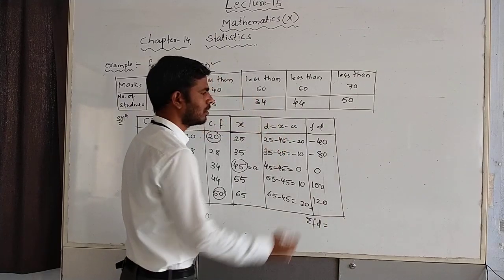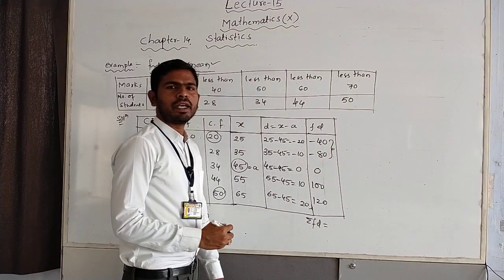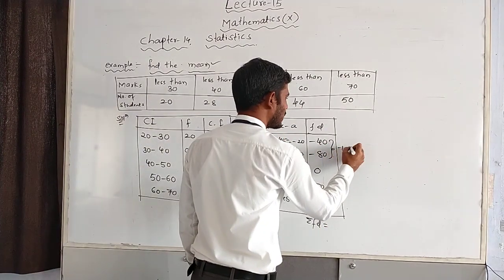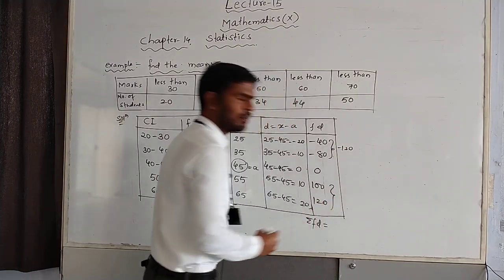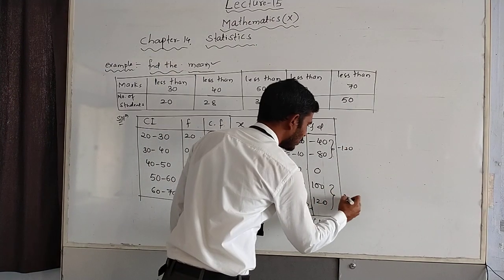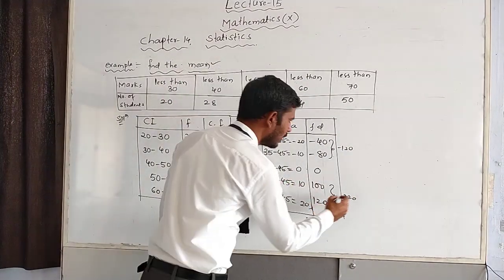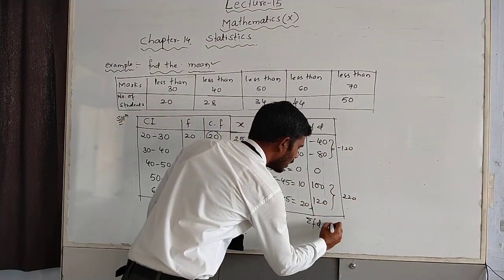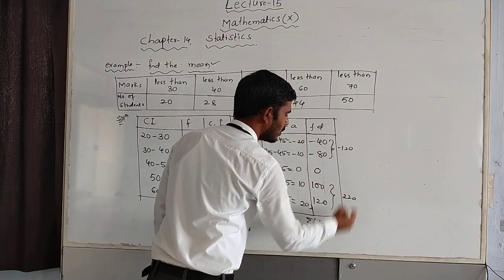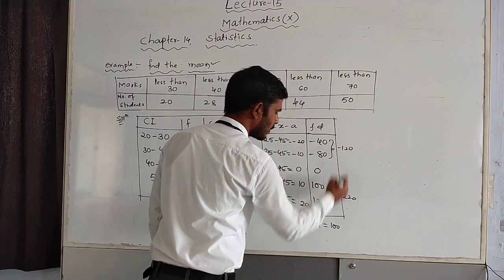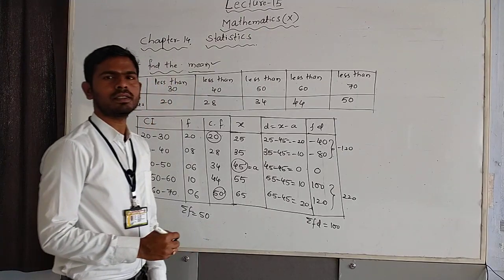Sigma FD equal to minus 40 minus 80, it is equal to minus 120. 100 plus 120 is equal to 220. Plus 220 minus 120, the answer is 100. 0 minus 0, 2 minus 0 is 0, 2 minus 1 is 1. So sigma FD is 100.